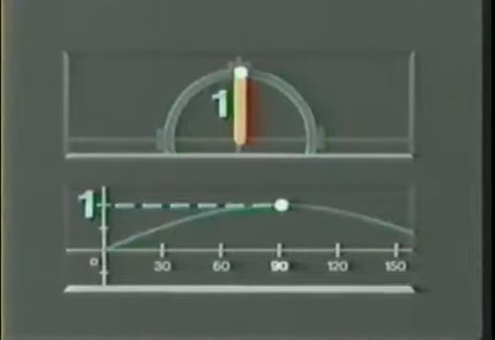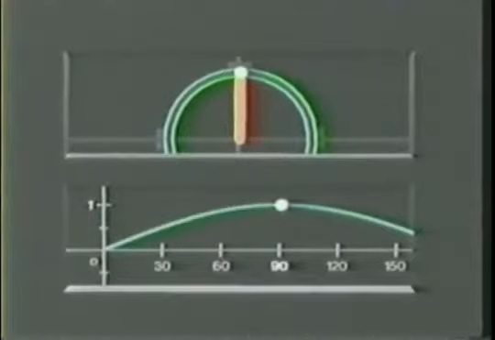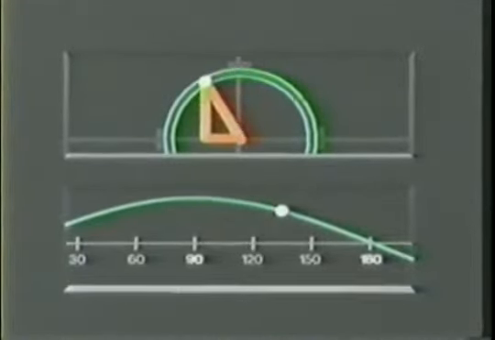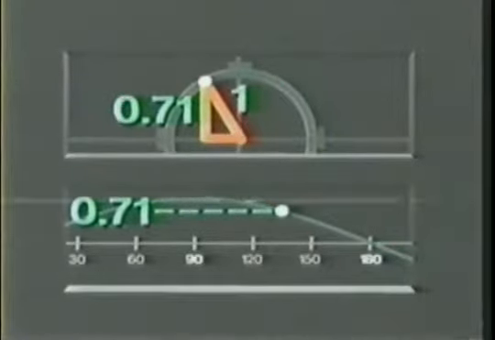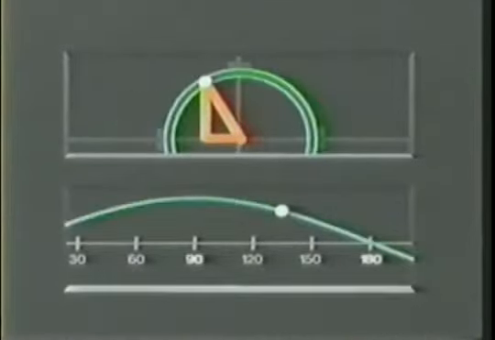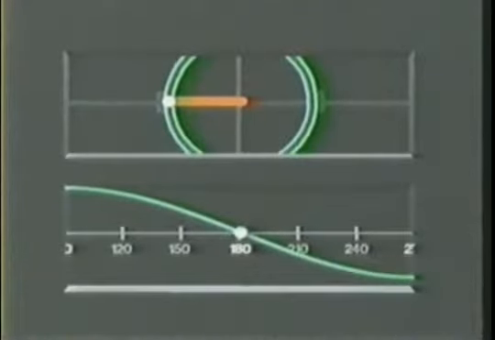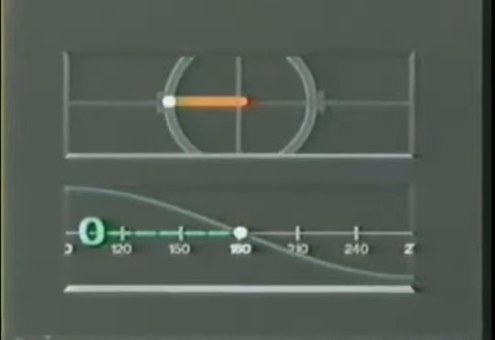At 90 degrees, a special point is reached. Here, the opposite side and the hypotenuse are the same length, and the sine value is 1. This is the maximum value for the curve y equals sine x. After we pass 90 degrees, the opposite side starts to get smaller again, and the curve drops. At 135 degrees, the sine ratio is 0.71. At 180 degrees, we're back at 0.